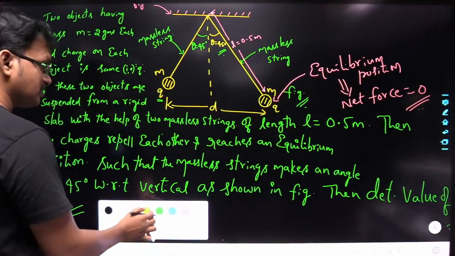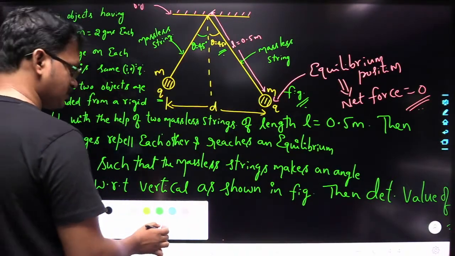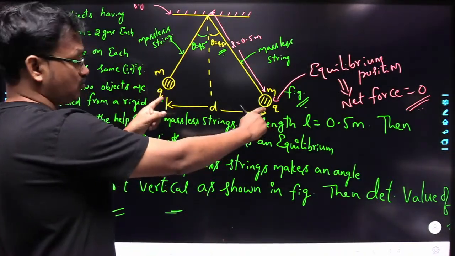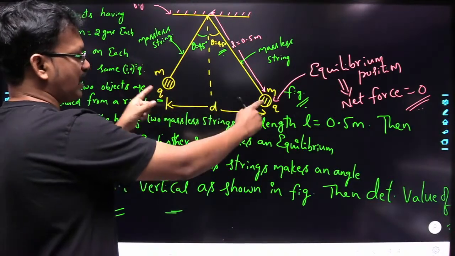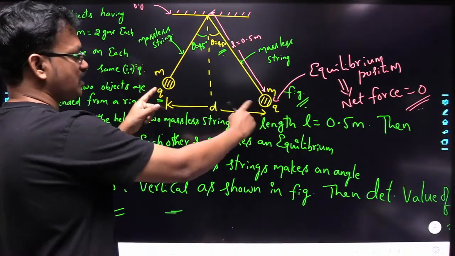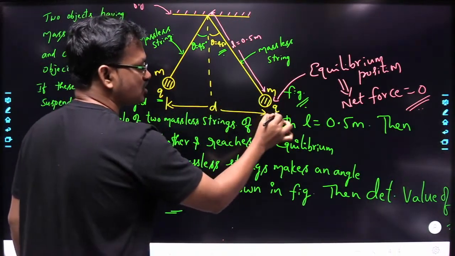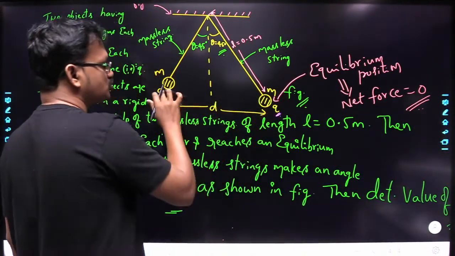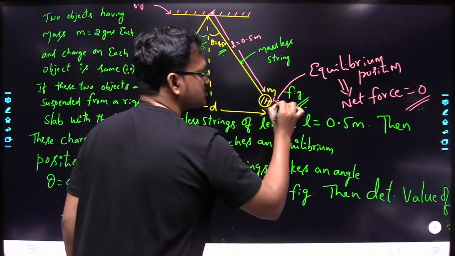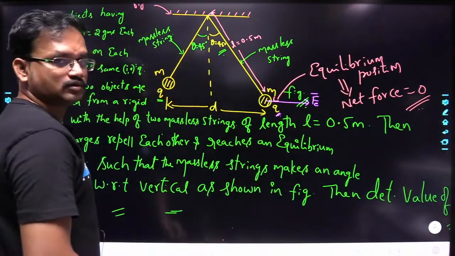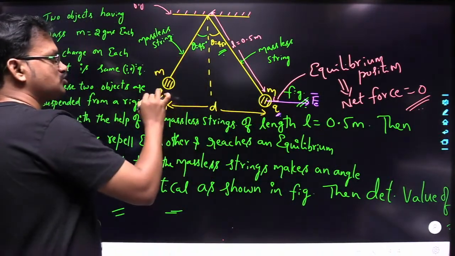See what are the forces acting on this object here. Tell me what are the forces. Here you have q, and here you have q. Both have charge q and are of the same polarity, so they repel each other. So the force on this charge q due to this q is going to point in this direction. Yes or no? So this is the electrical force. One force is due to this charge.